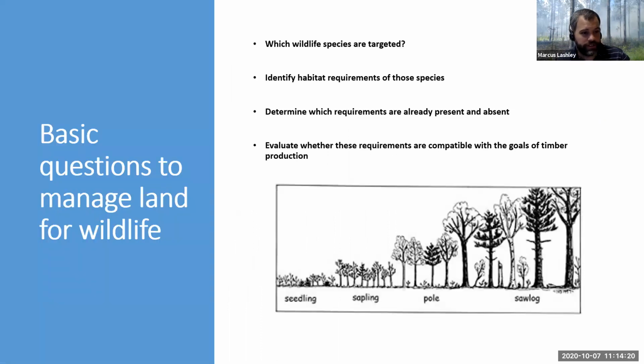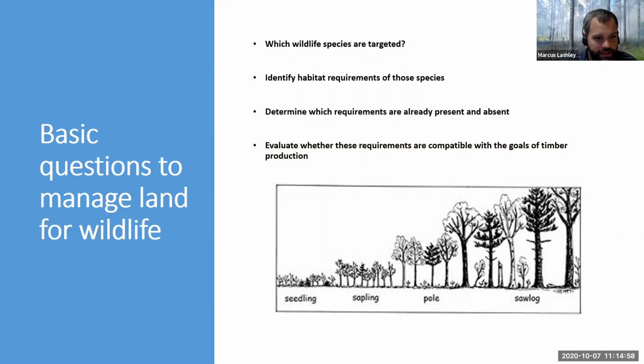There are some basic questions that we need to think about when we're managing wildlife. Again, we need to think about which wildlife we want, where do they fall in this successional gradient here, and then how does that relate to the timber management goals. So this is showing you succession. If we were managing forest for timber, the most valuable timber is over here on the saw log in general, and where we're at in the successional thing obviously can have a big impact on which species are present and what habitat components we're providing at that stage.